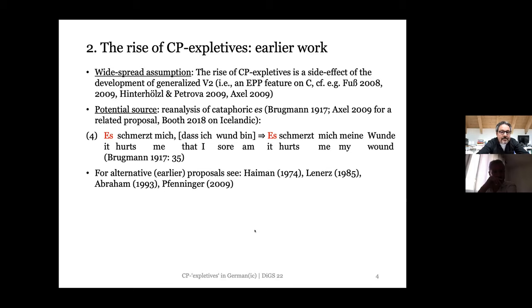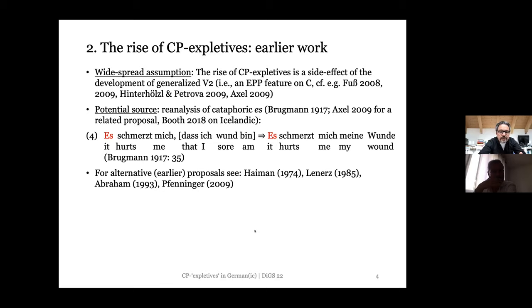In generative approaches, it is generally assumed that the rise of CP expletives is a side effect of the development of an EPP feature in C, leading to generalized verb second. And concerning the potential source of CP expletives, it has been proposed that the expletive use of S developed via a reanalysis of other non-referential uses of this pronoun.